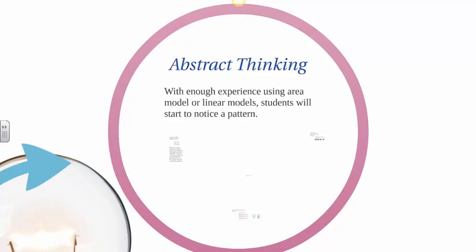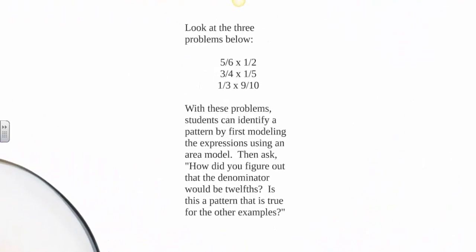Abstract thinking is the last stage of a 3-stage process called CRA, or Concrete, Representational, and Abstract. With enough experience using area models or length models, students will start to notice a pattern. Present students with an opportunity such as this. Look at the 3 problems below. With these problems, students can identify a pattern by first modeling the expressions using an area model. Then ask, how did you figure out that the denominator would be 12ths? Is this a pattern that is true for the other examples?